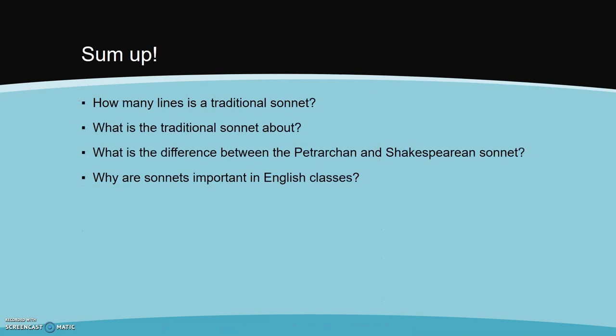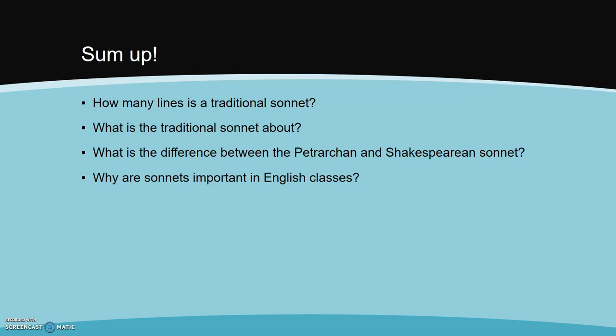So let's just sum up. How many lines is a traditional sonnet? Well, traditionally always 14 lines. What is a traditional sonnet about? Traditionally, it is a praise to someone or something. The difference between the Petrarchan and the Shakespearean sonnet is that the rhyme scheme is different. Petrarch was an Italian poet, and Shakespeare reinvented the sonnet but with a new rhyme scheme.